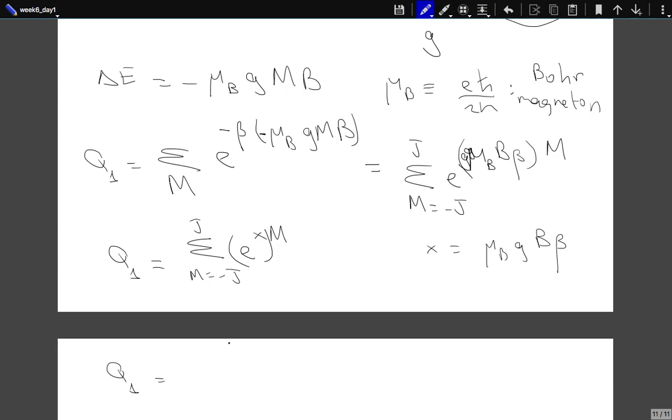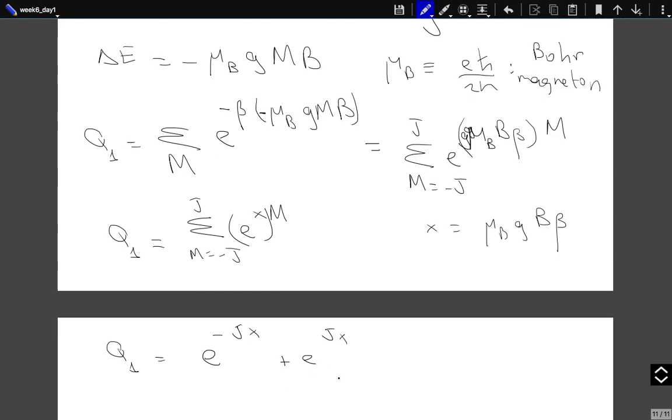What is the first term in the expansion? What is the last term in the expansion? It's a geometric series, right? Yeah. How many terms are there? J, 2j plus 1.